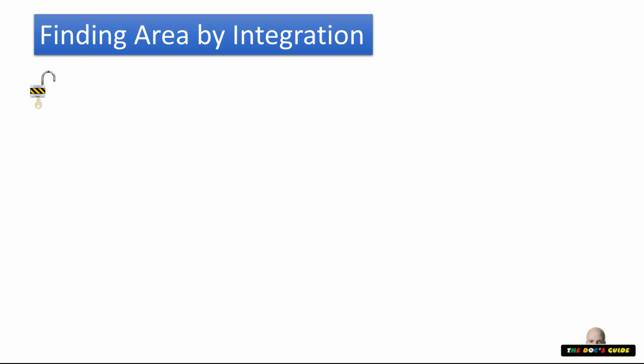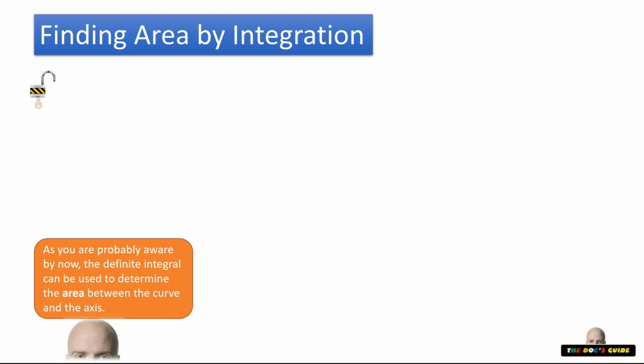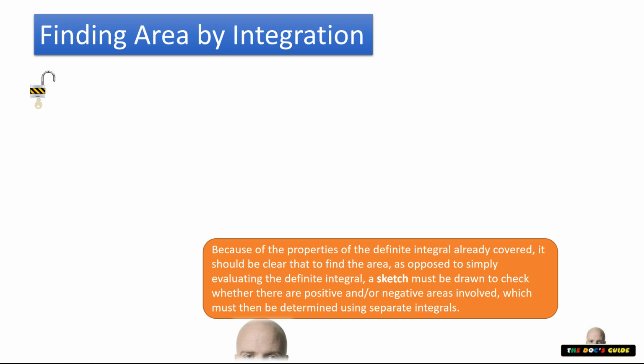Hello mathematicians, we're now going to have a look at finding area by integration for slightly more complicated situations. As you're probably aware, we can use the definite integral to determine the area between the curve and the x-axis. But you're also aware that because of the properties that we've looked at, we need to do more than simply evaluate the definite integral. We need to do a sketch so we can see whether there are positive or negative areas involved, and then which separate integrals we might have to set up.